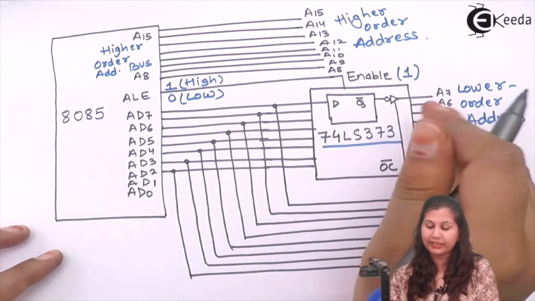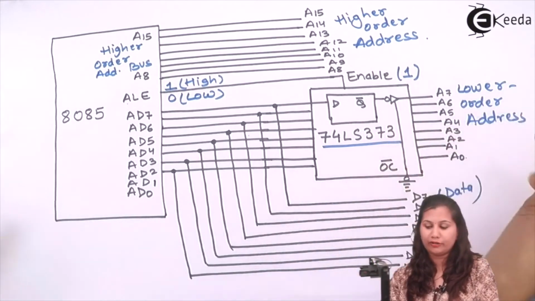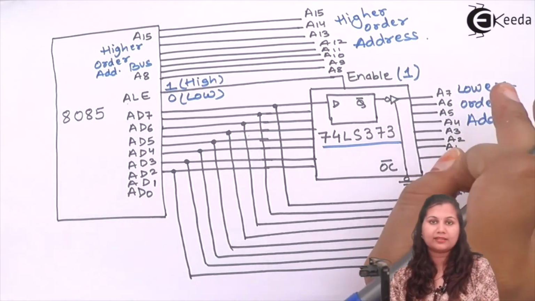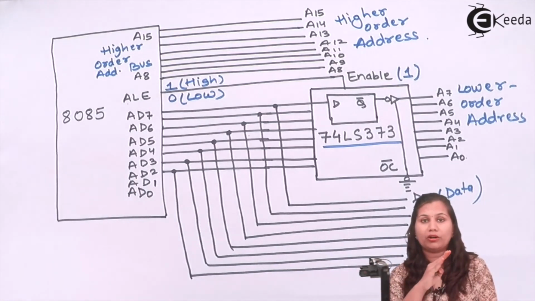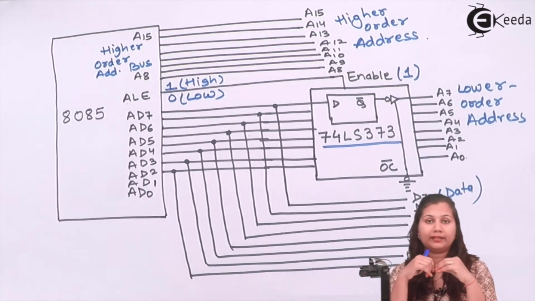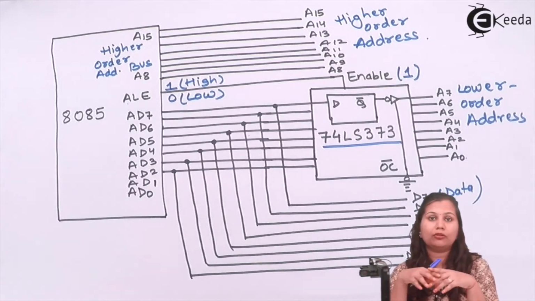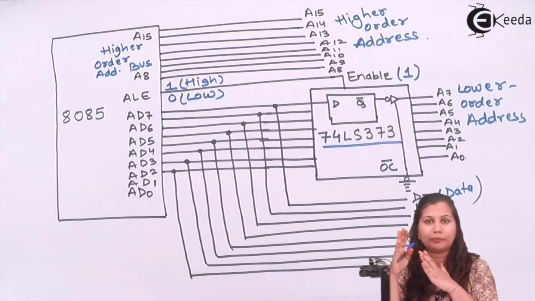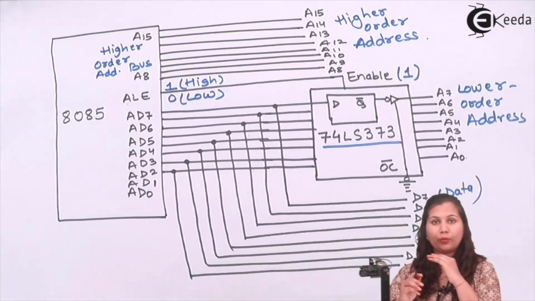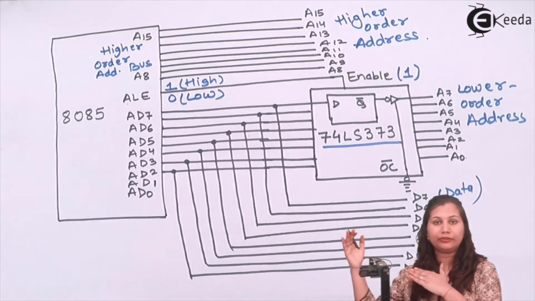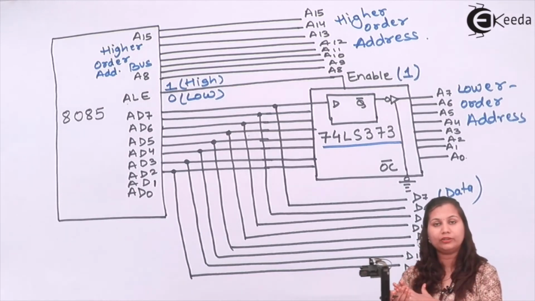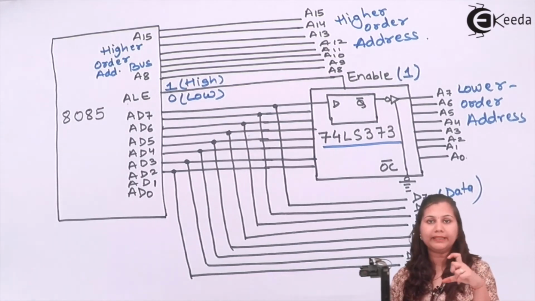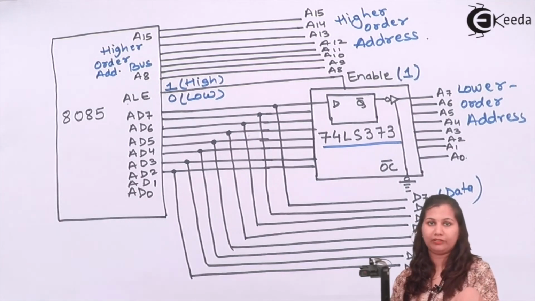So again we are getting the lower order address. On these lines, the lower order address will always be available for 3 clock periods, because we have seen that the lower order address vanishes from the bus after 1 clock period, but the latch keeps it available for 3 clock periods, so that the microprocessor can combine the higher order and lower order address, and the complete address of the memory location is available with it.